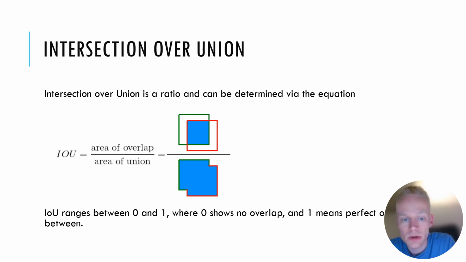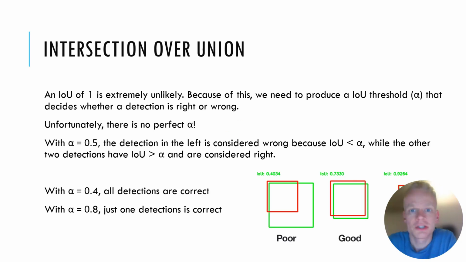It is a ratio, and you can calculate it by dividing the area of overlap by the area of union. If the two boxes have a perfect fit, then the IOU is 1, and if there is zero overlap, then the IOU is 0. My estimate was that in the previous slide, the IOU is somewhere between 0.7 and 0.9. An IOU of 1 is extremely unlikely.